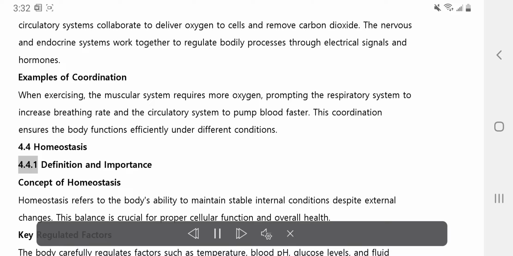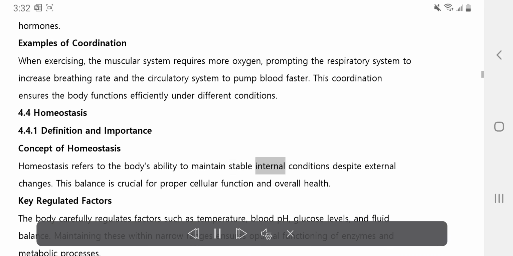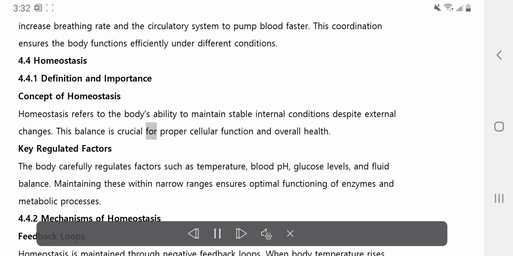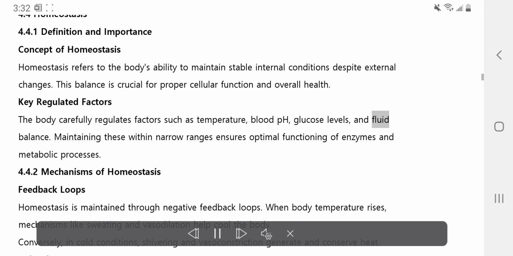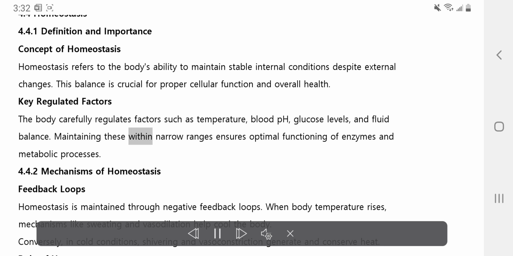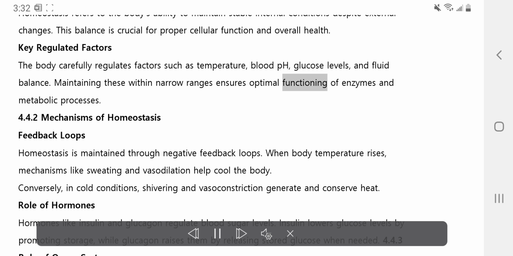For point 4.1, Definition and importance. Concept of homeostasis. Homeostasis refers to the body's ability to maintain stable internal conditions despite external changes. This balance is crucial for proper cellular function and overall health. Key regulated factors. The body carefully regulates factors such as temperature, blood pH, glucose levels, and fluid balance. Maintaining these within narrow ranges ensures optimal functioning of enzymes and metabolic processes.